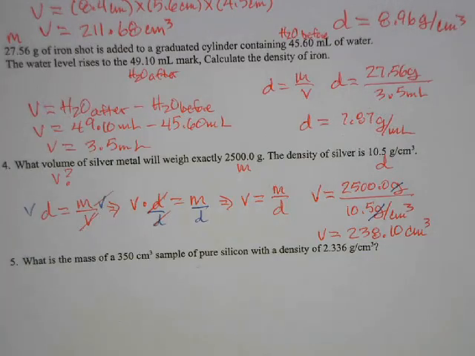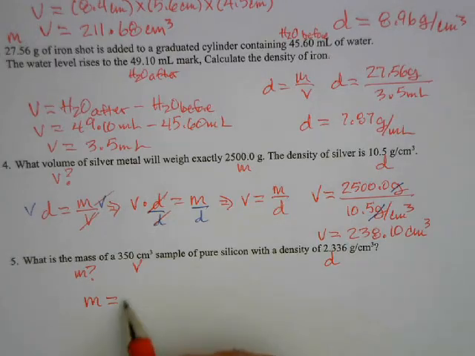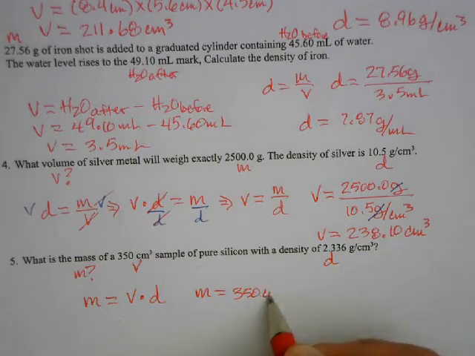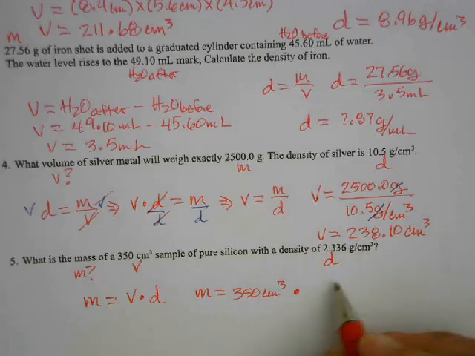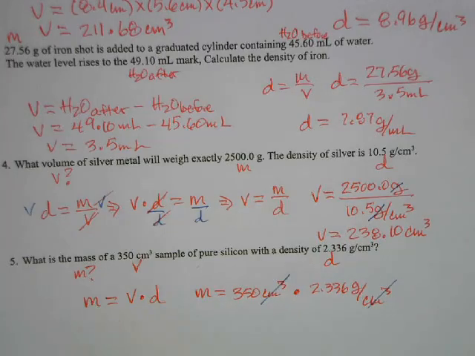Okay, and the last one, this time I want the mass. This is cubic centimeters, so that's the volume. And again, this one's the density. Right up here, I had V times D equals M, so my equation to find mass, M equals V times D. So now plugging things in, volume 350 cubic centimeters times the density 2.336 grams per cubic centimeter. Note, the cubic centimeters get canceled and I get an answer in grams.